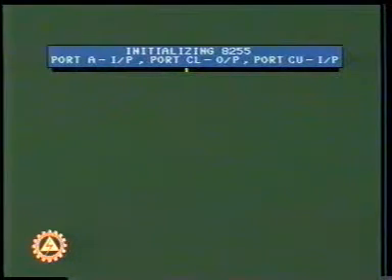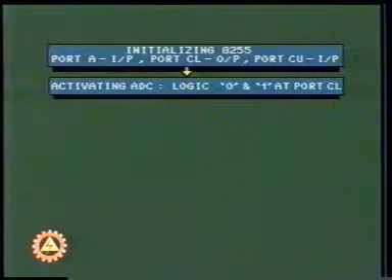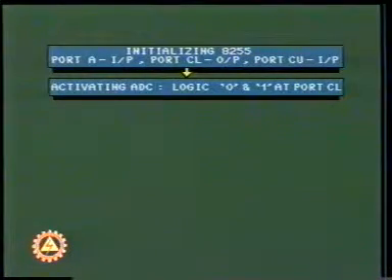Port A of 8255 is programmed in input mode, port C lower in output mode and port C upper in input mode respectively. Analog to digital conversion process is activated by sending initially a logic 0 and then a logic 1 at port C lower. The processor analyzes the end of analog to digital conversion process through port C upper.